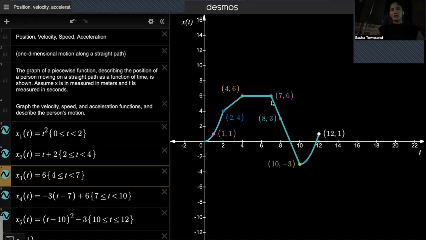And then on this segment, we have a line with a slope of -3. We start at (7, 6), and we go down 3 and over 1 to get to the point t equals 8, x of t equals 3. So we know that the slope is -3, and we know that the graph should pass through the point t equals 7, x equals 6. So I have -3 times (t minus 7).